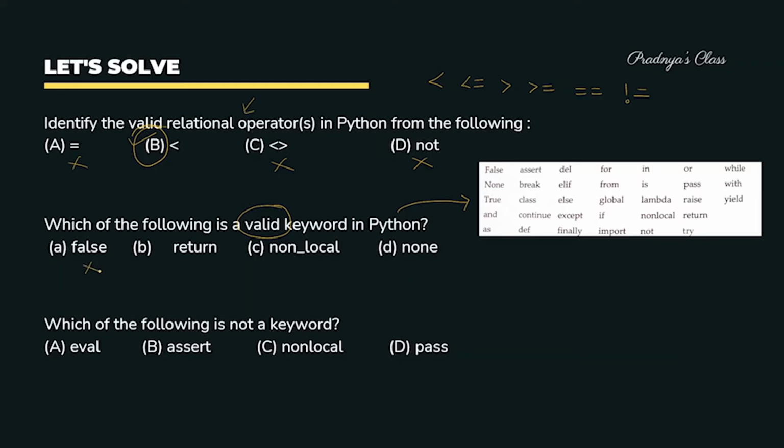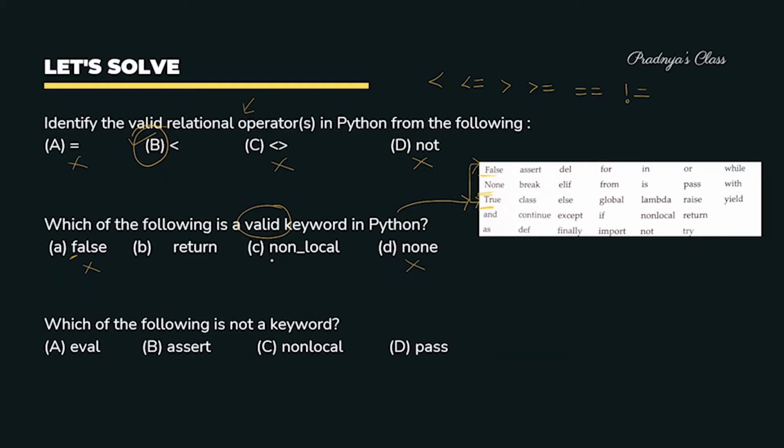Look at the options here. False is not a keyword. As I explained before also in the previous video, these 3 keywords are exceptions. We write the first alphabet of these 3 keywords as capital. So false is not a keyword because it has a lowercase letter. In the same way, none is also not a keyword.